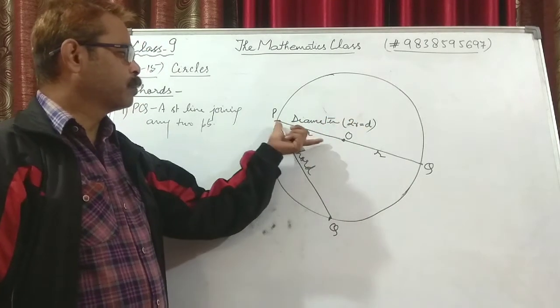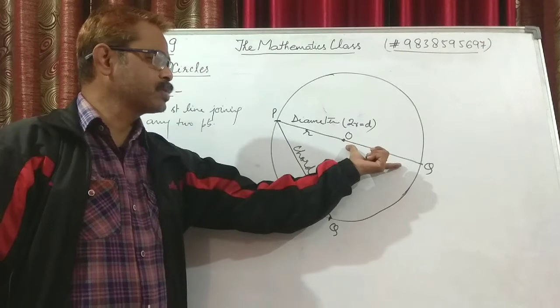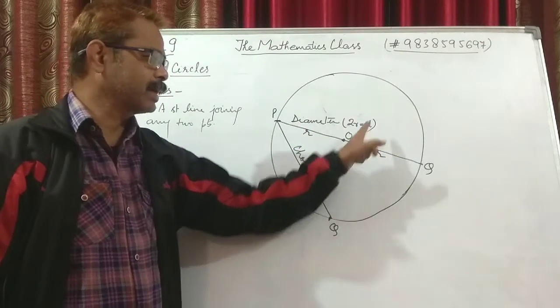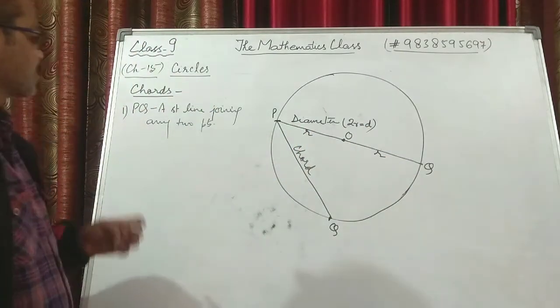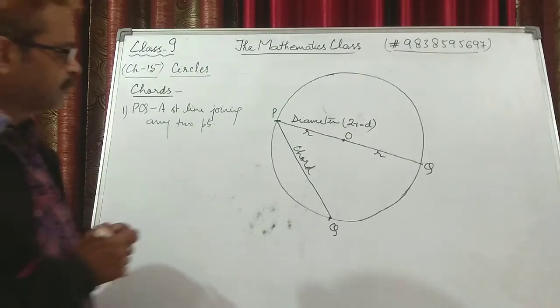You can see O to P is the radius and O to Q is the radius. So total length PQ will be R plus R, that is 2R. So that is why this is known as diameter.